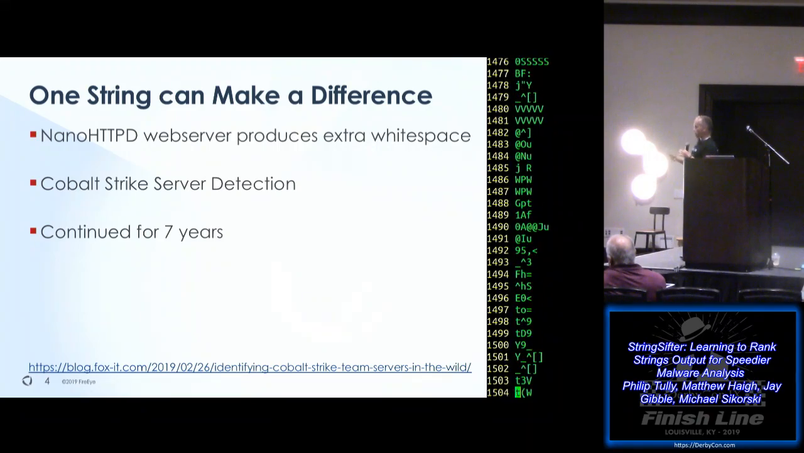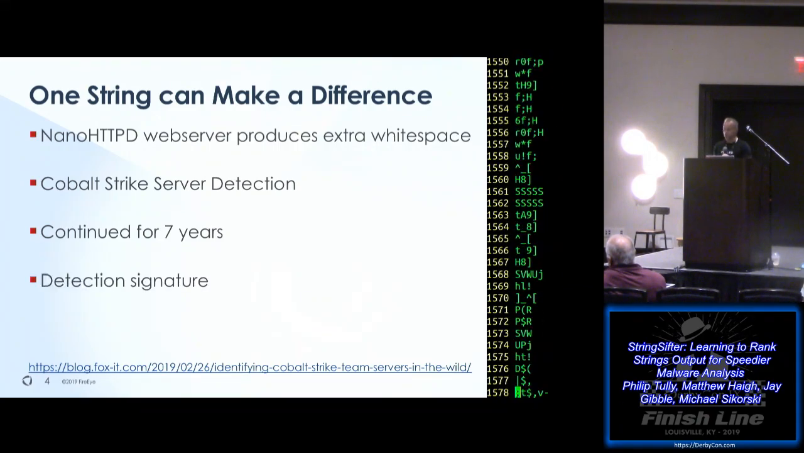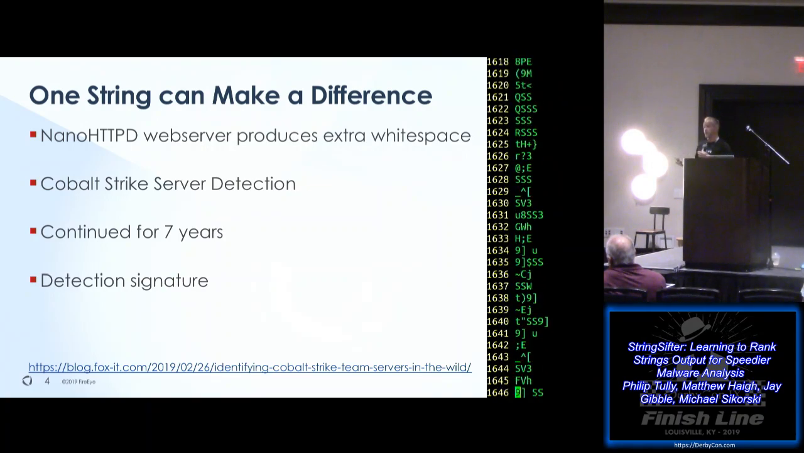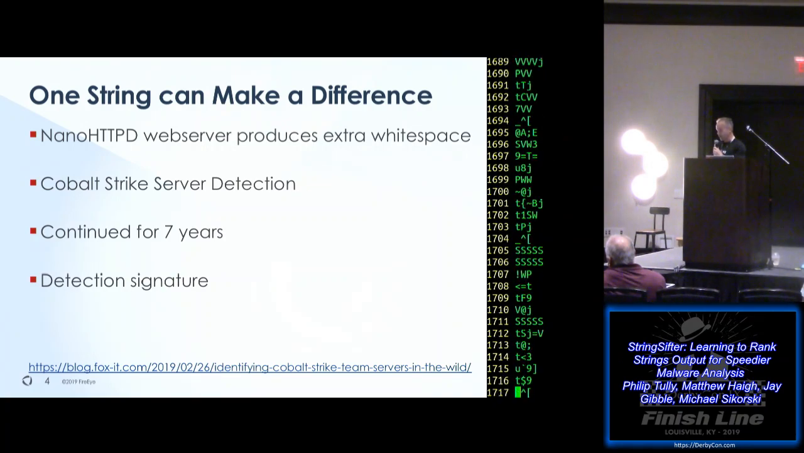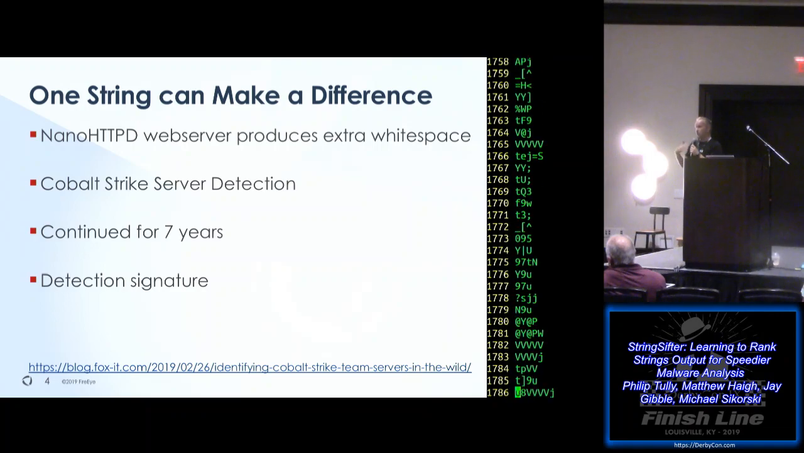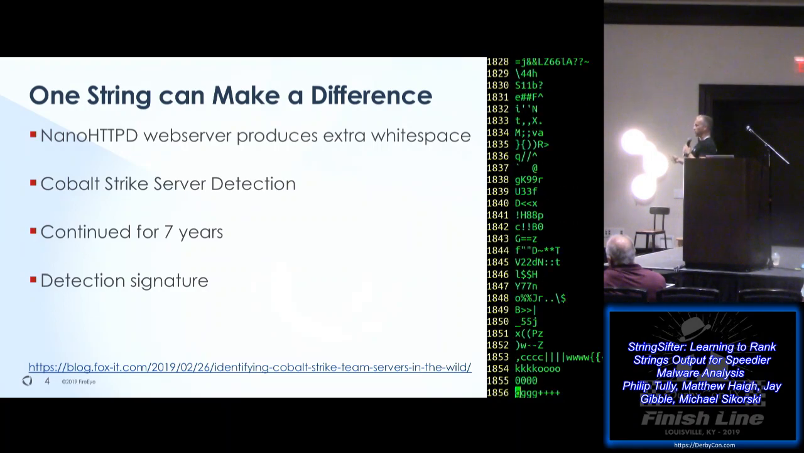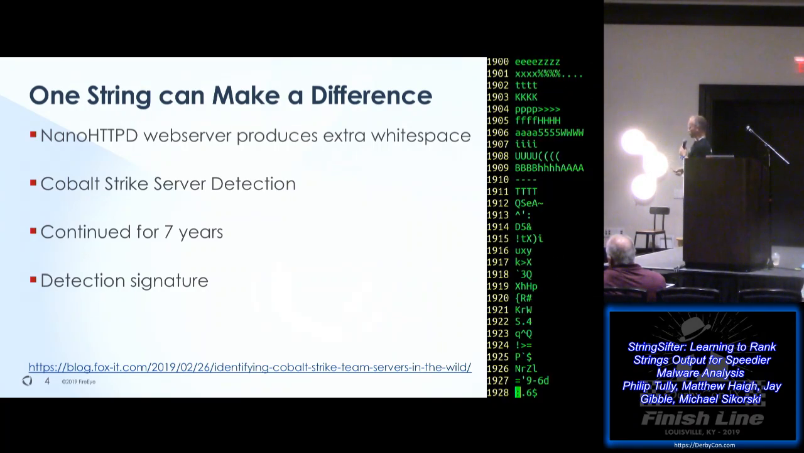So what can we do with that information? We can use that as a detection signature for intrusion detection systems. So we can detect malware across the network and on disk as well. But it goes a little beyond that, and that's what's cool about this particular string.